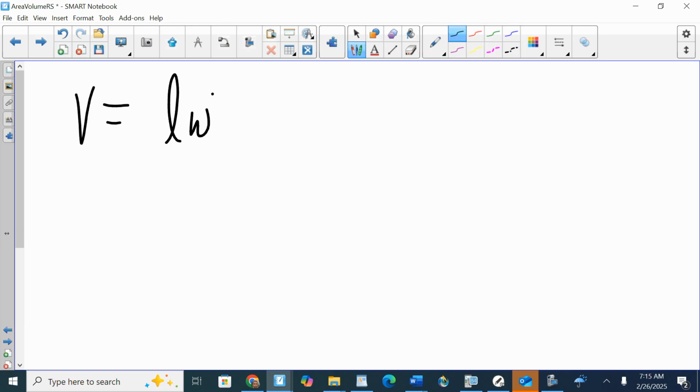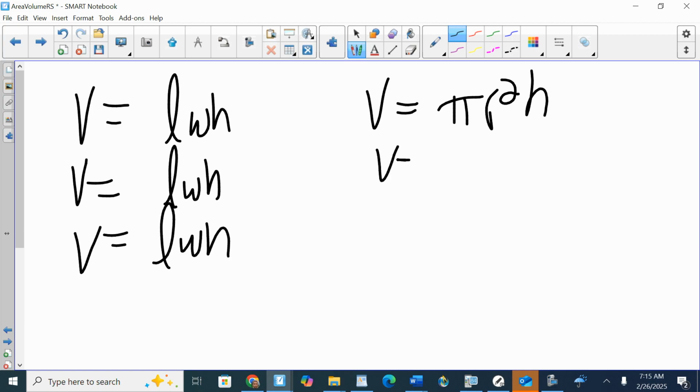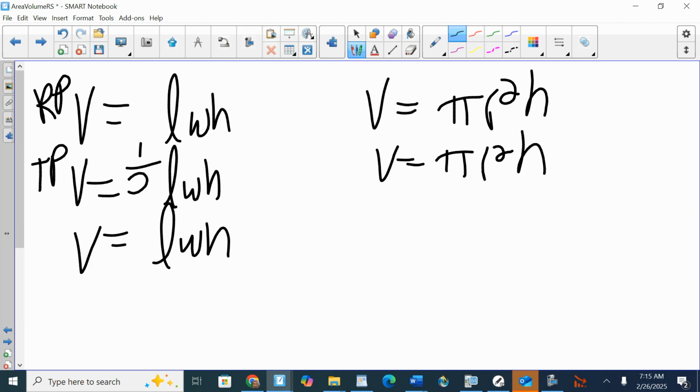Volume equals length times width times height, and pi r squared height. There's 3 length times width times heights. There's 2 pi r squared heights. Rectangular prism is length times width times height. Triangular prism, 1/2 is for triangle, 1/3 pyramid and cone. That's your formulas. Once you have them, you have them. If you don't have them, you're going to have a bad day.